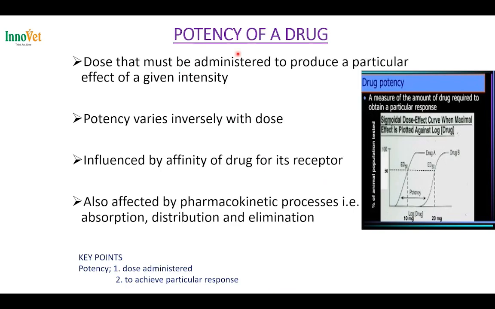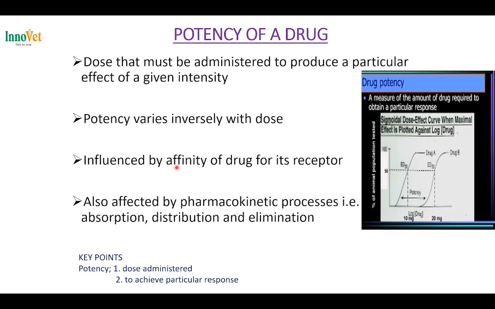Today we are going to look at the potency of drugs and their therapeutic index. So the potency of a drug is basically the dose that must be administered to produce a particular effect of a given intensity, or it's a measure of the amount of the drug required to obtain a particular response. Well, potency varies inversely with the dose, so they are inversely proportional.